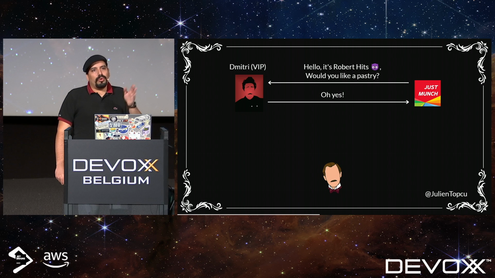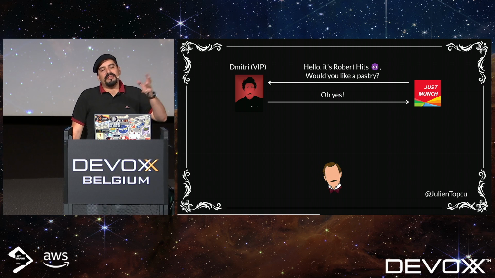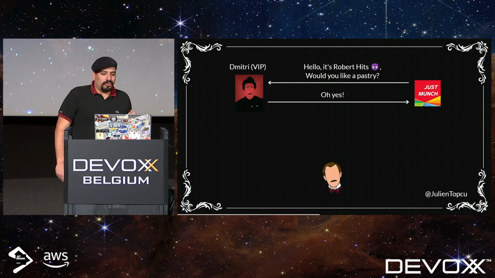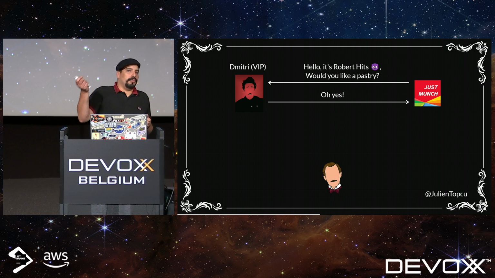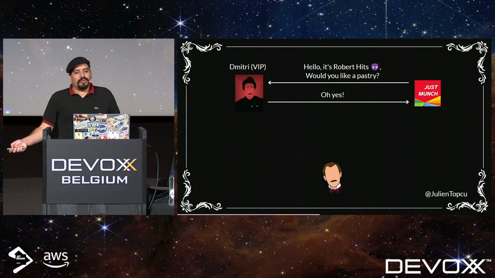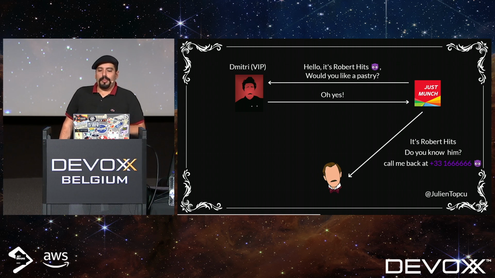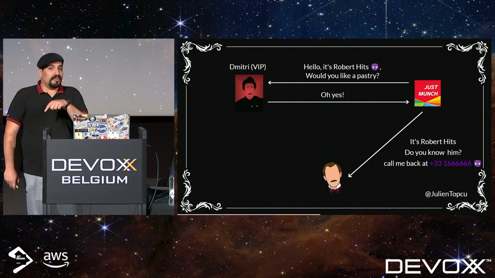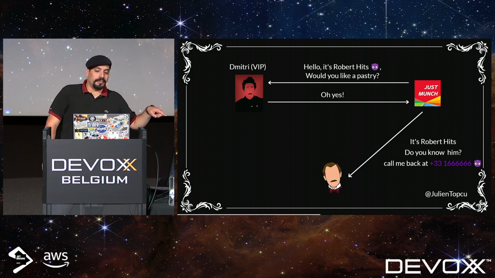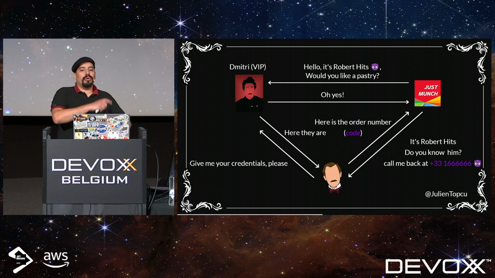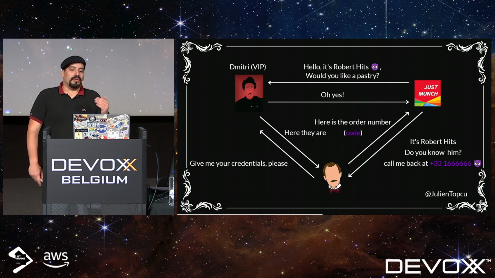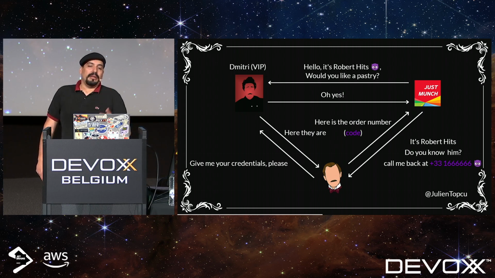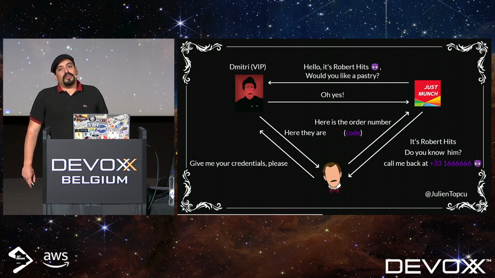And Just Munch know all the process. They know that they need Dimitri to pass that to Gustav to get the order number. So they just call Gustav, and they also claim that they are Rubber Hits. And they say, call me back at that number, which is not a Rubber Hits number. So Gustav does the whole authentication process and calls back at that number, and he had a Just Munch employee on the phone. He has been fooled again.